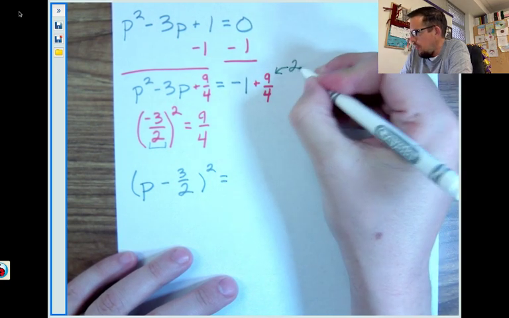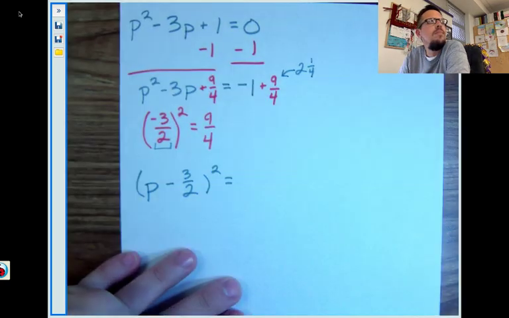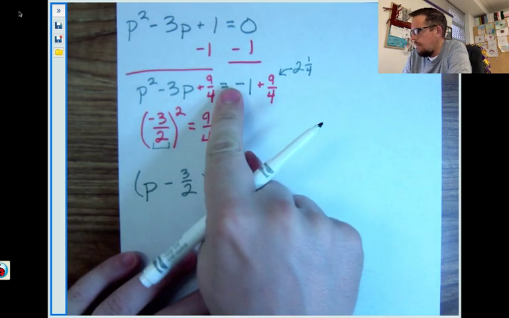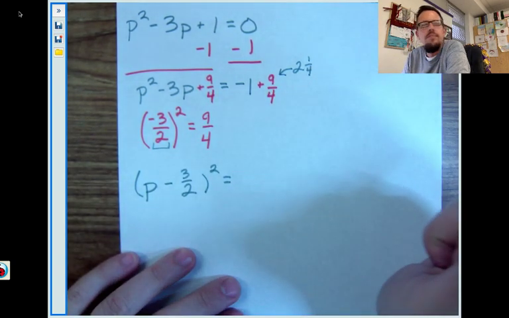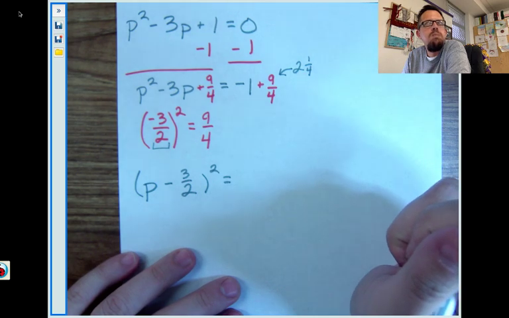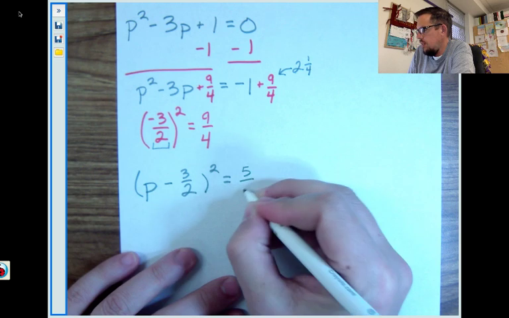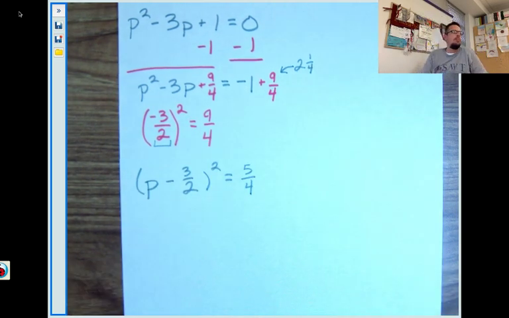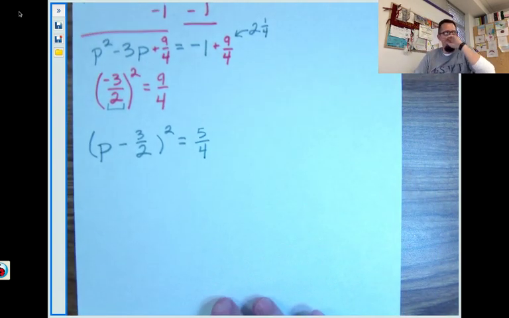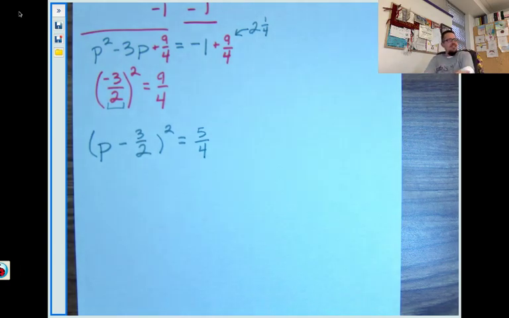9/4 is 2 1/4. So what's -1 plus 2 1/4? Yeah, 1 1/4 or 5/4. Yeah, who would have guessed the hardest part of completing the square was going to be the fractions, adding fractions. Cool. Now what?